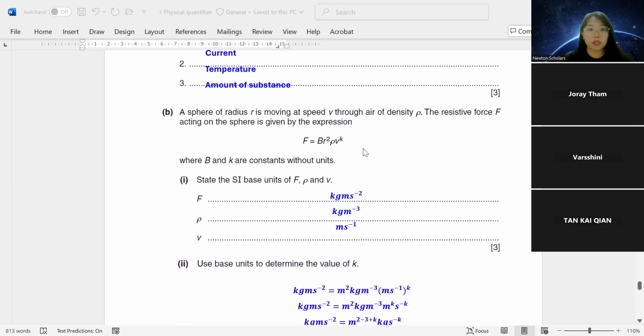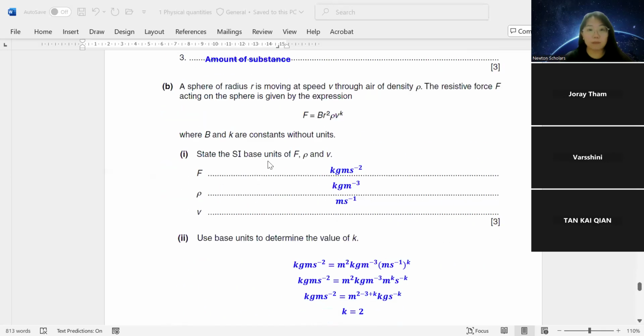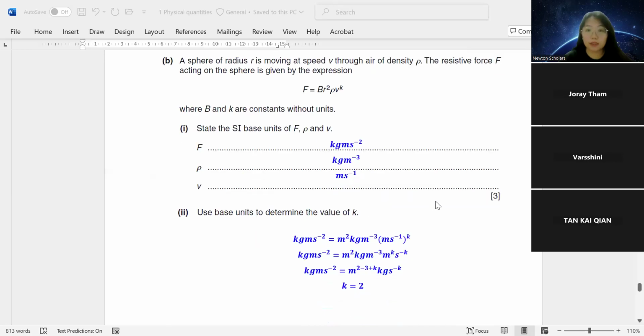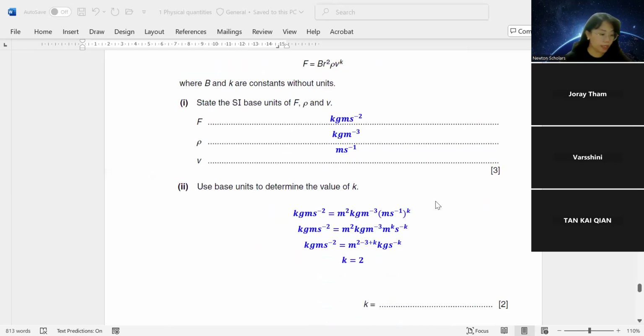Number 6B. This is the SI base unit. Check your answer. To determine the value of K, my answer is 2. Are you able to score? Are you able to answer and get the answer of 2?